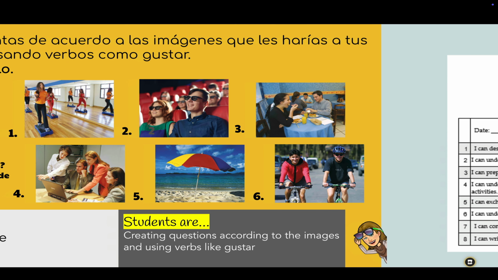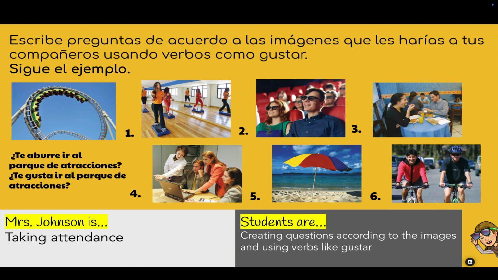And then I get started with the sponge activity. So they complete the sponge activity while I take attendance. And then after I finish taking attendance, we go back to this and we answer the questions or we share the sentences. For example, in this one students are creating questions according to the images and using verbs like gustar. So I write those on the board, and usually I do a little pop grammar review on verbs like gustar.